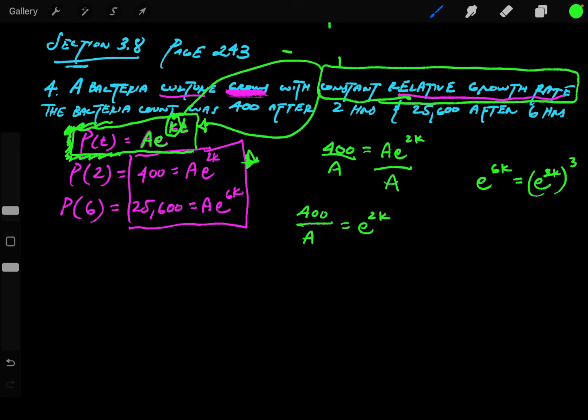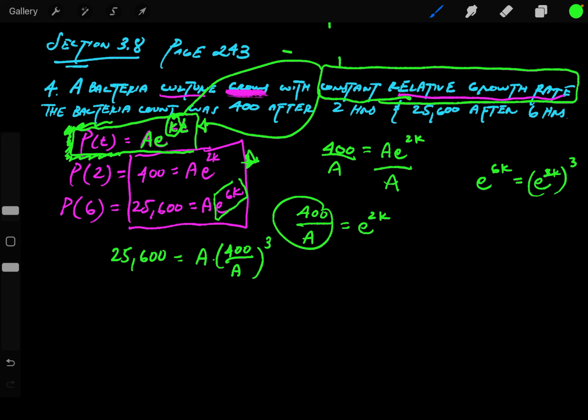This will allow me to solve for it, because I just played with these equations; it's two equations and two unknowns, so we should be able to manage. Again, I took e to the 6k and wrote it as e to the 2k to the third. I have an expression for e to the 2k. So in this one, I got 25,600 is equal to a times this e to the 2k as 400 over a, to the third.